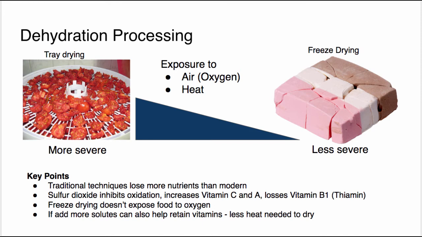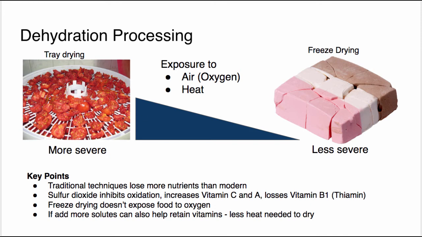So the dehydration process is varied. It's a sort of an ancient form of food processing. So when people first started laying food out in the sun, we've got tray drying all the way to very modern techniques like freeze drying. So throughout the whole dehydration process, you are exposing food products to air, so oxygen, as well as heat. So the more exposure to these things, the larger the decrease or loss of nutrients.